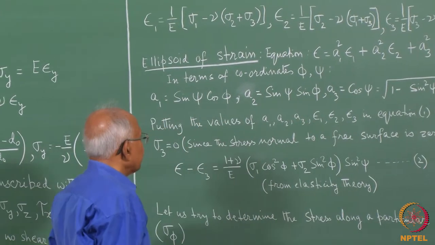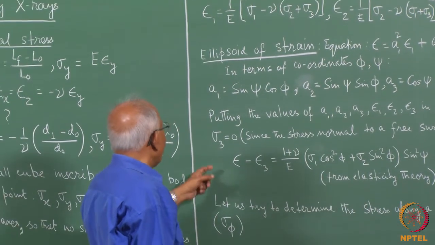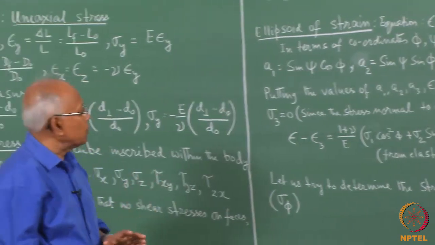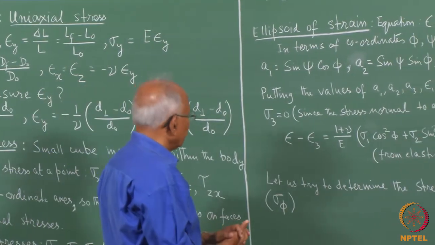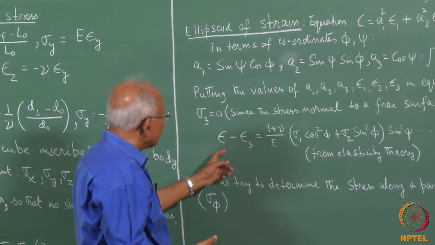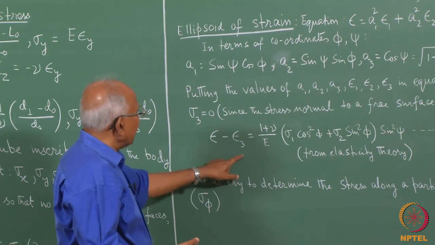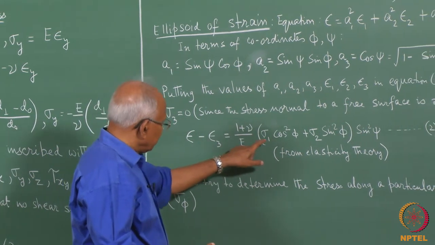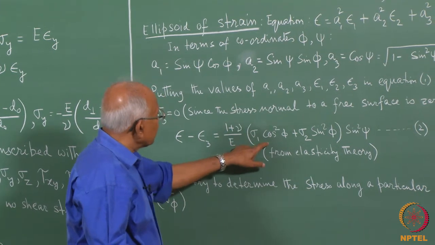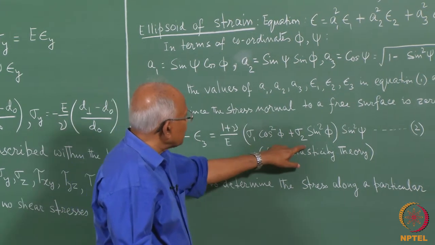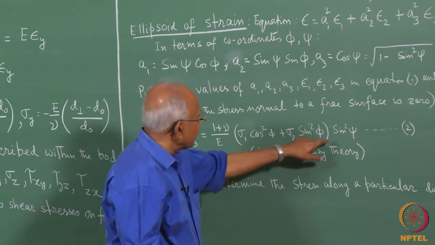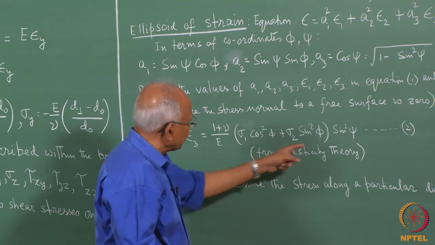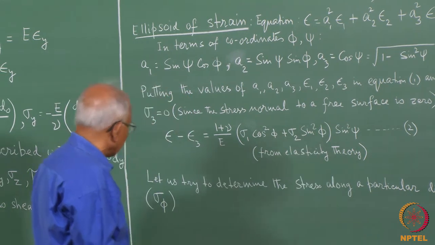Now, if we put the values of A1, A2, A3 and epsilon 1, epsilon 2, epsilon 3 in equation 1, and also put the value of sigma 3 equal to 0, as we know that the stress normal to a free surface is 0, then equation 1 becomes epsilon minus epsilon 3 equal to 1 plus nu by E into sigma 1 cosine square phi plus sigma 2 sine square phi, the whole thing multiplied by sine square psi, or equation number 2. This can be derived from the elasticity theorem.